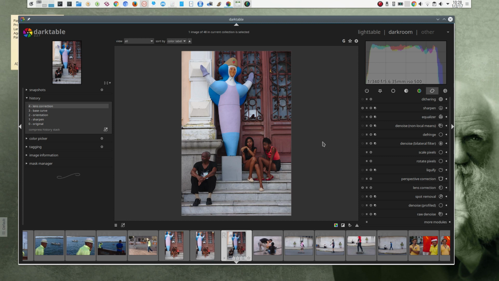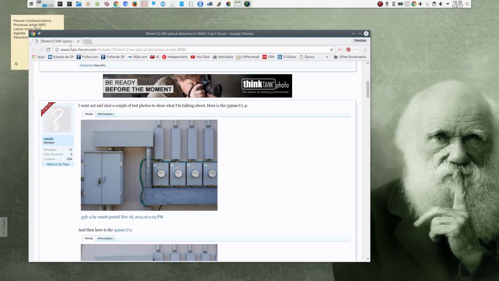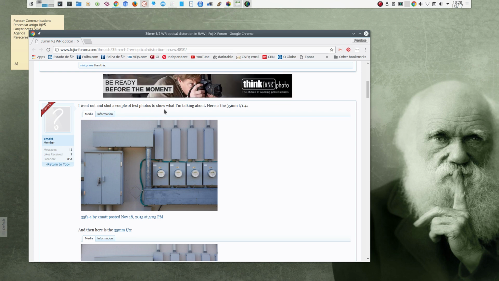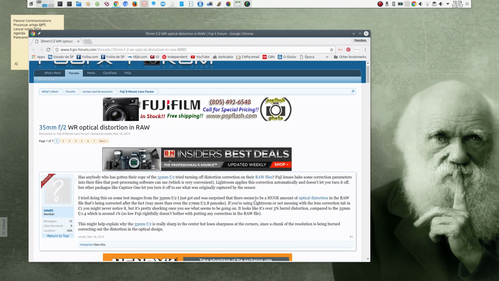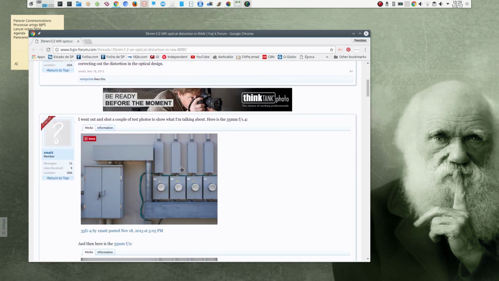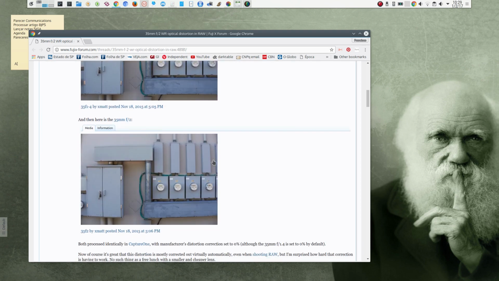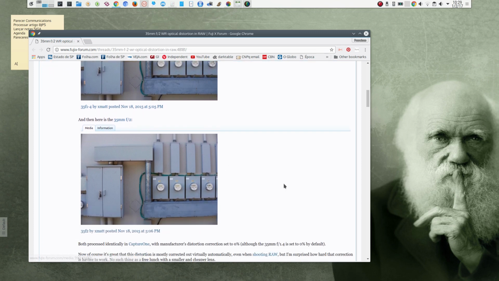And then I googled for that, and I found several interesting discussions. For instance, there is this discussion here at fujixforum.com, and this person posted here, "I went out and shot a couple of test photos to show what I'm talking about." He was talking about the huge distortion of the 35mm f2 Fuji lens. So this is the image that he shot with the 35mm f1.4 lens, and this is the same image shot with the 35mm f2 lens. Take a look at the difference in distortion here. So this is no lens correction applied, of course.